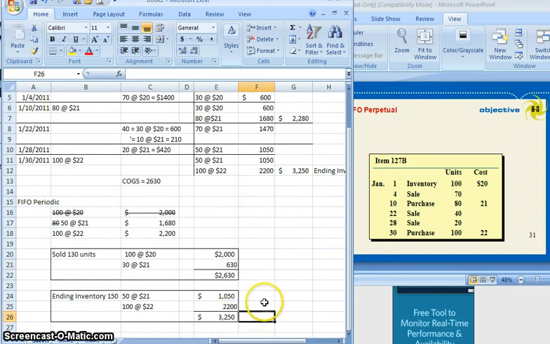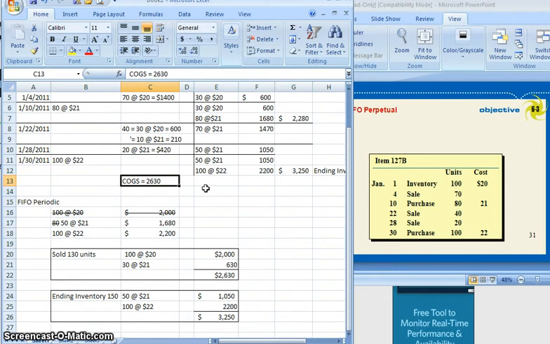Now, if you'll note, our ending inventory is $3,250 under the periodic system. It is also $3,250 under the perpetual system. Our cost of goods sold is $2,630 under the periodic system. It is also $2,630 under the perpetual system. This will work this way for FIFO. Whether you run the numbers using perpetual or periodic, you're going to wind up with the same totals. That's just the nature of the way FIFO works.